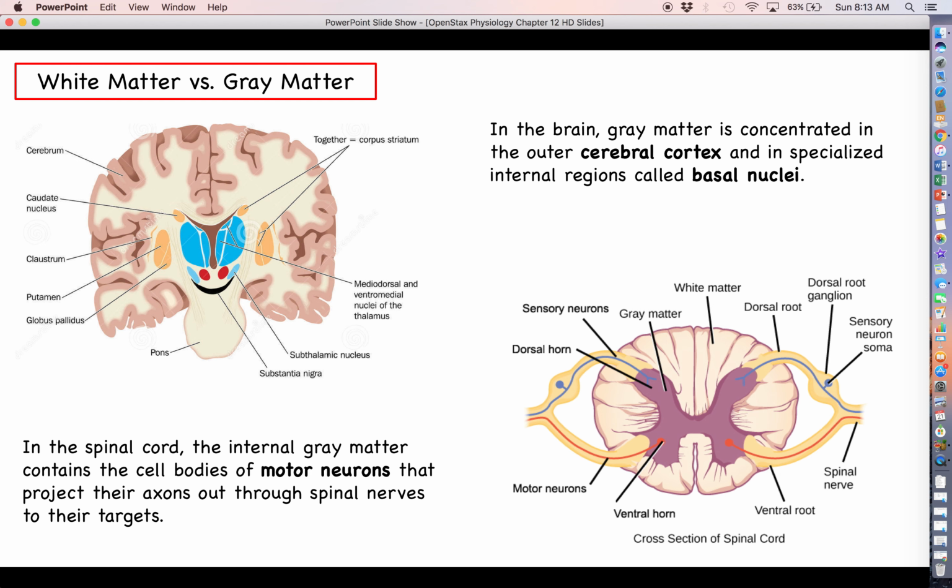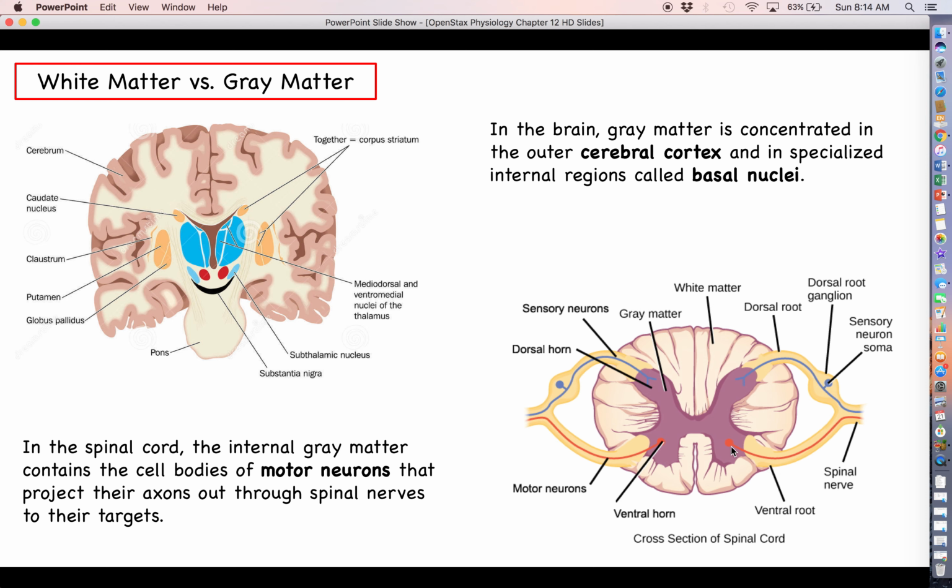So in the spinal cord, that internal gray matter is mostly going to be just like what we saw before. It's mostly going to be cell bodies of neurons, specifically motor neurons and interneurons, which we will talk about later. And then they are going to project their axons either up through the spinal cord or down through the spinal cord. That's what you're seeing there with the white matter. Or they will project their axons straight out through a spinal nerve to get through to their targets. That's what you're seeing here in red.